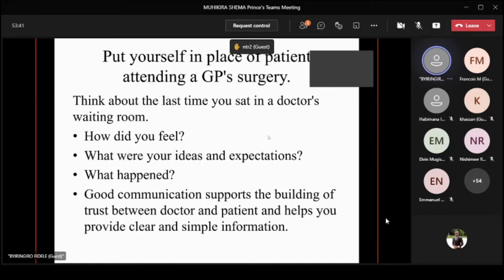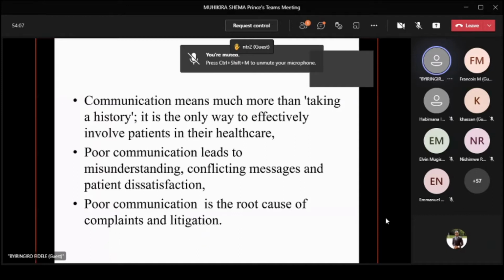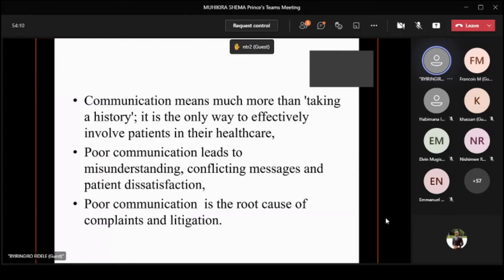Communication means much more than taking a history. It is the only way to effectively involve patients in their health care. You have always to ask the patient. And poor communication leads to misunderstanding, conflicting messages, and patient dissatisfaction. So poor communication is the root cause of complaints and litigation. Please, when you are talking to a patient, make sure that the communication goes well, that there is no misunderstanding, that there is no confusion, that everything is right so that there is enough satisfaction of your patient in front of you.